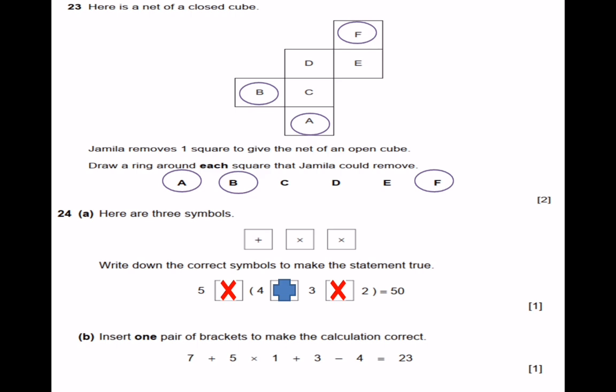Insert one pair of brackets to make the calculation correct. We want to reach 23. So we can put the brackets here. We can add 1 plus 3, 3. 3 times 5, 15 plus 7, 22. 4, sorry. 1 plus 3, 4. 4 times 5, 20. 20 plus 10, 27. 27 minus 4, 23.